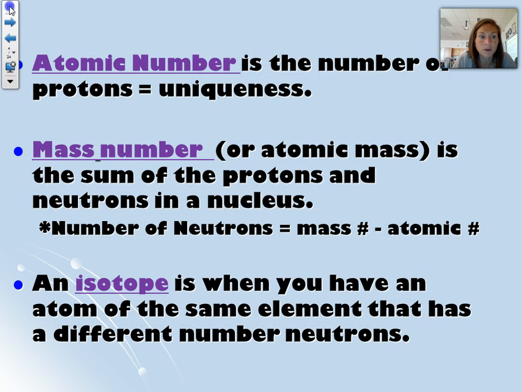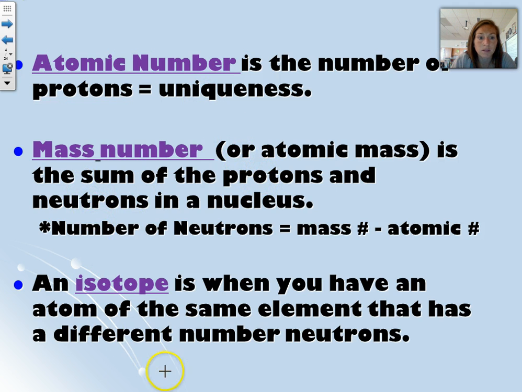Okay, some important terms you need to be aware of in helping you identify an element, as well as identify how many protons and neutrons are in a particular element. So the first one we want to talk about is the atomic number. The atomic number is the number of protons that are in an atom, and the number of protons is what makes an atom of an element unique, because that proton number determines what that element is.